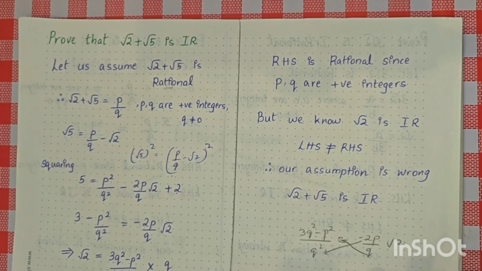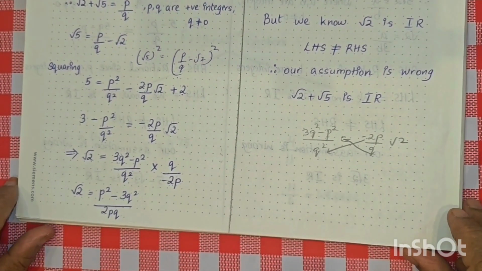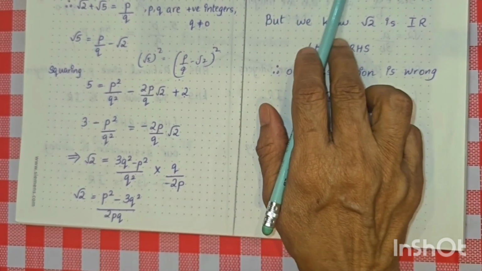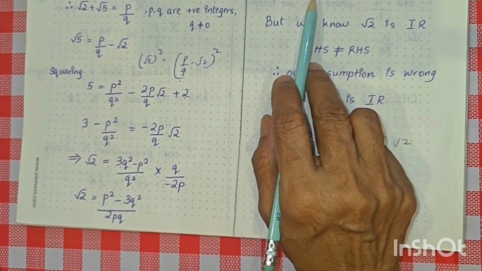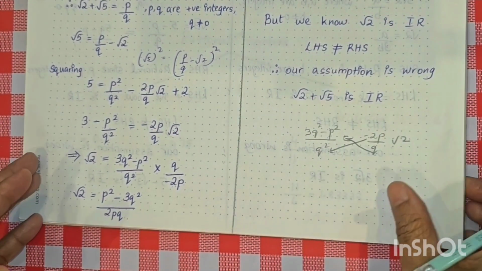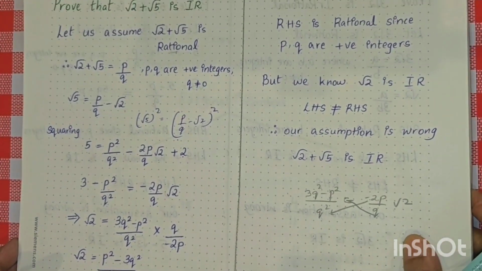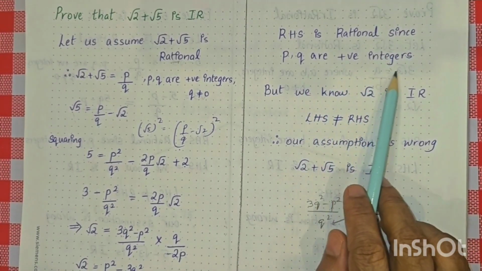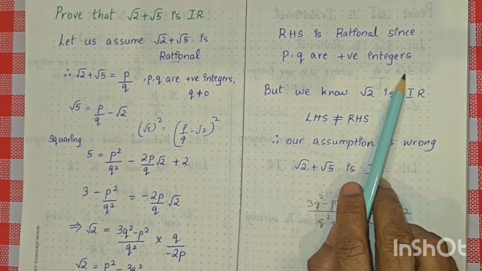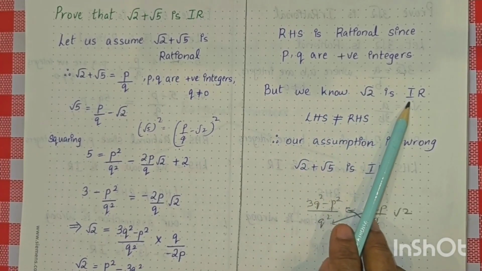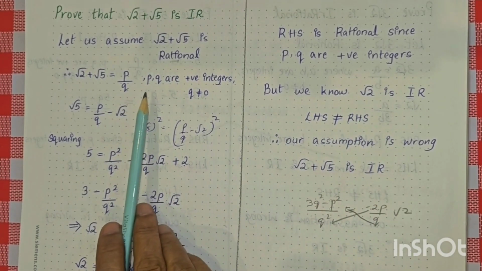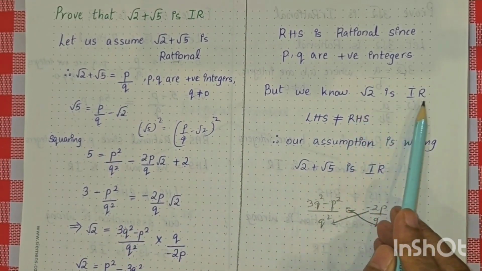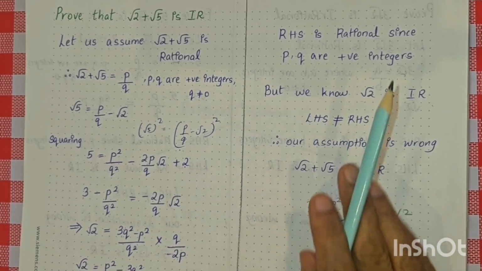Now you will write: RHS is rational since p and q are positive integers. But we know root 2 is irrational. So these type of questions, if it is a 3-mark question, then you have to prove root 2 is irrational. If it is a 3-mark question, you have to prove.